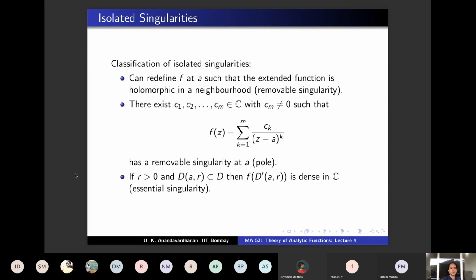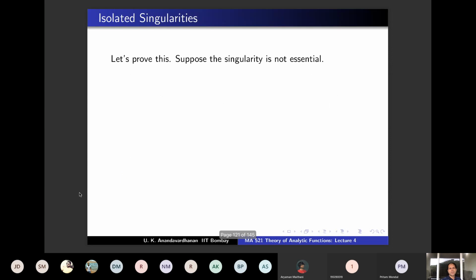So what we are going to show is, suppose you take an isolated singularity and assume it is not essential, so this condition is not satisfied. Then you are going to show that it's either removable or a pole, hence proving this result. That's what we are going to do. So suppose the singularity is not essential.